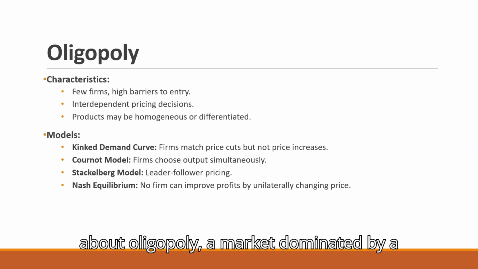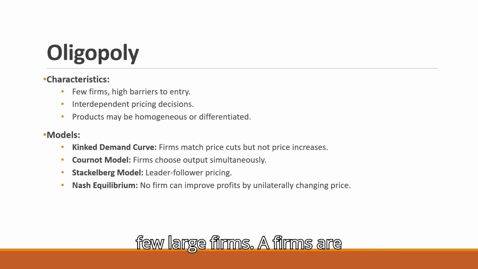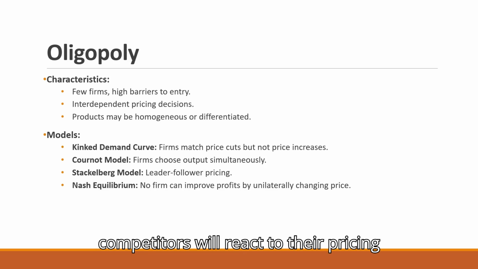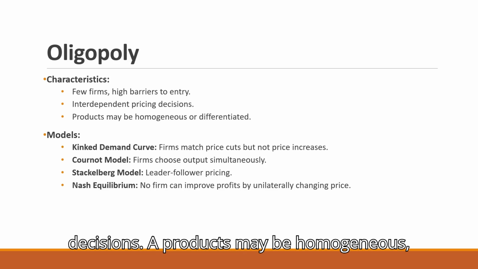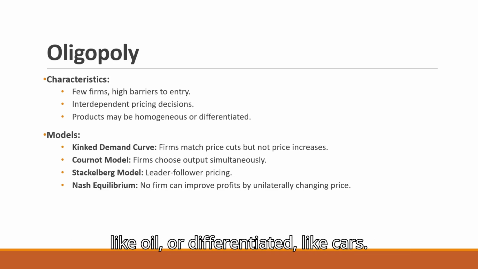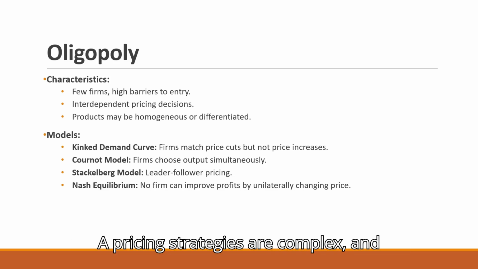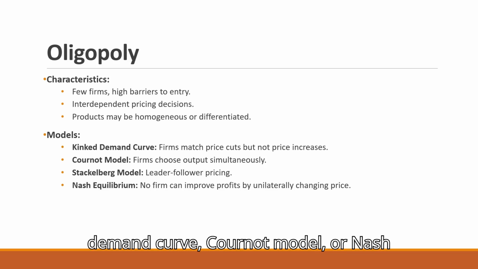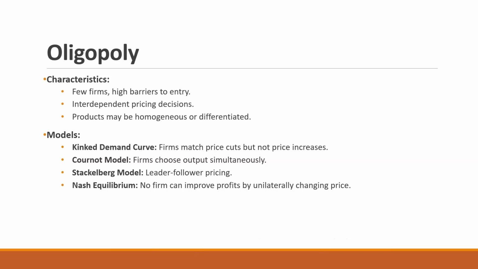About oligopoly, a market dominated by a few large firms. Firms are interdependent. They must consider how competitors will react to their pricing decisions. Products may be homogeneous, like oil, or differentiated, like cars. Pricing strategies are complex, and firms often use models like the kinked demand curve, Cournot model, or Nash equilibrium to predict outcomes.